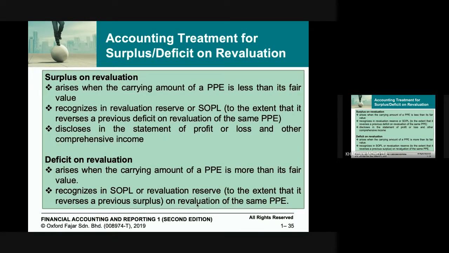All right, but a deficit on revaluation arises when the carrying amount of PPE is more than its fair value. For example, if the carrying value is 1 million, and the fair value is 800,000, which is lower. So there's a deficit in the fair value. So because of that, you do have to do a deficit on revaluation. All right, recognize in SOPL or revaluation reserve on revaluation of the same PPE.